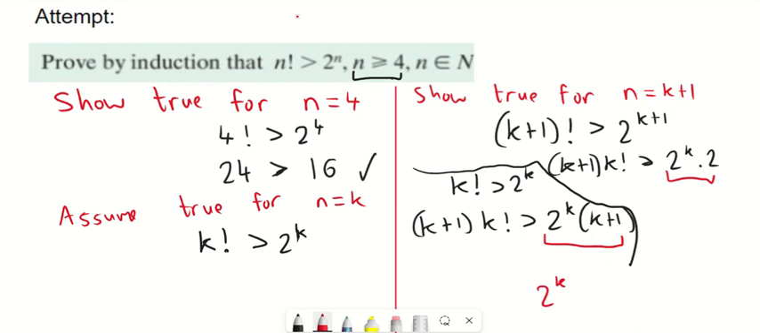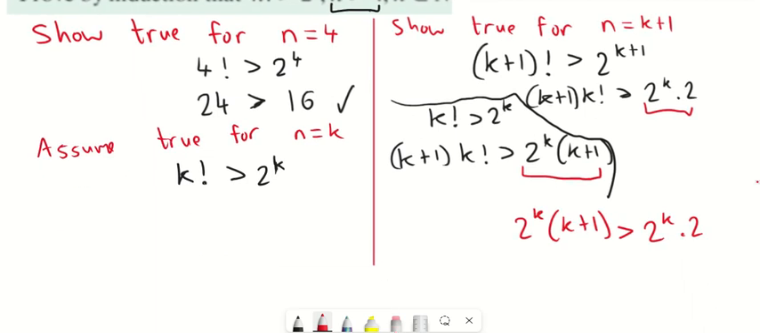So 2 to the power of k times k plus 1 is greater than 2 to the power of k times 2. So this will be the end of our proof then. So that is obviously true for anything where k is greater than 1.